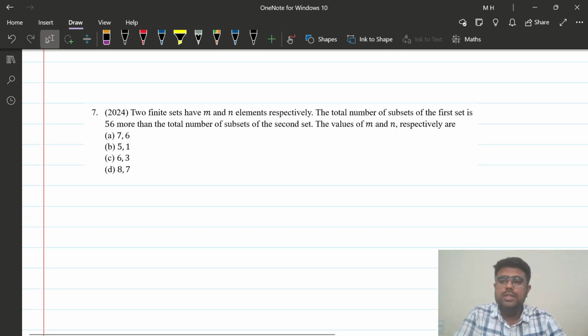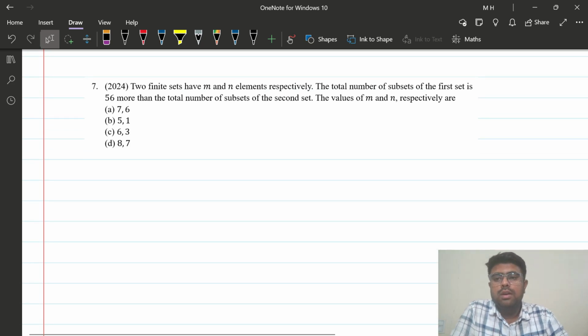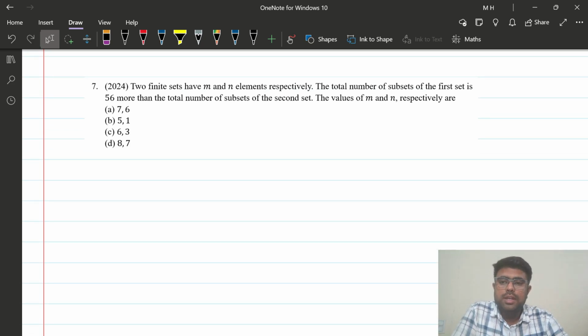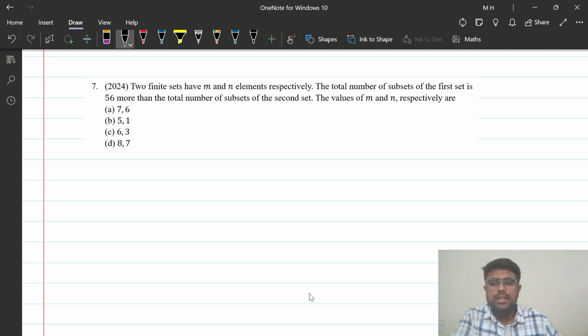Okay, so let's come to, I think, yes, the last question, the seventh question. What does it say? Two finite sets have m and n elements respectively. The total number of subsets of the first set is 56 more than the total number of subsets of the second set. Then the values of m and n respectively are. So let us say I have two sets A and B. Let us say A has m elements and B has n elements.